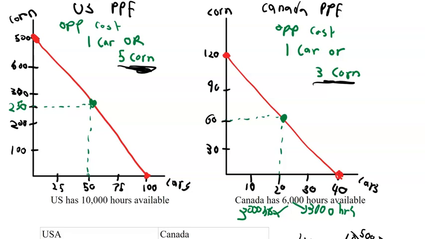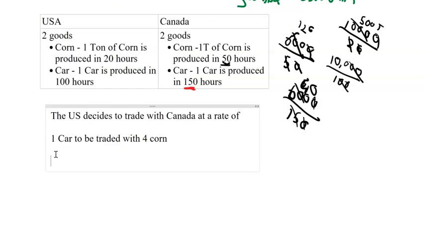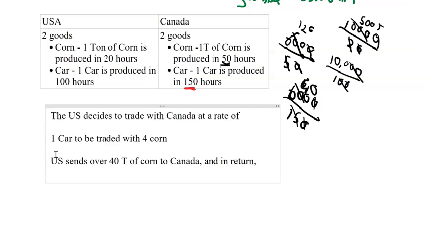So let's say the US sends over 40 tons of corn to Canada. And in return, because 1 car is equal to 4 corn, it receives 10 cars from Canada.